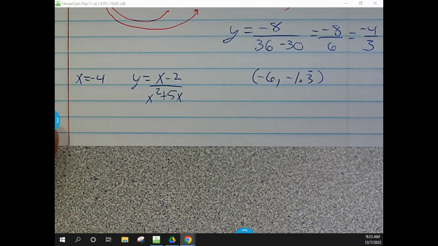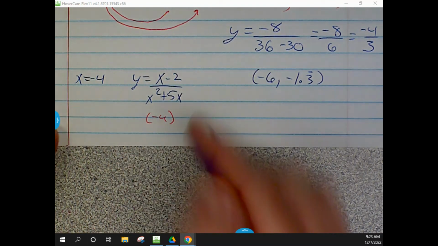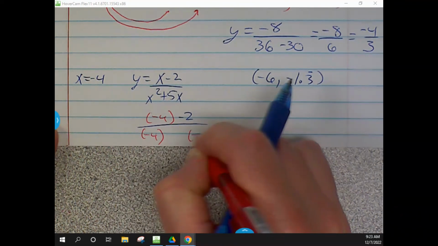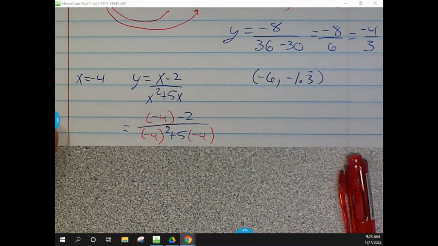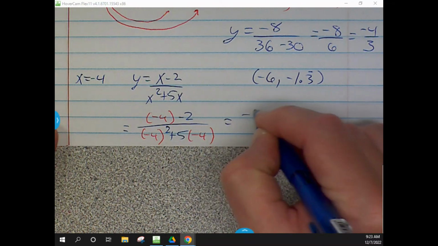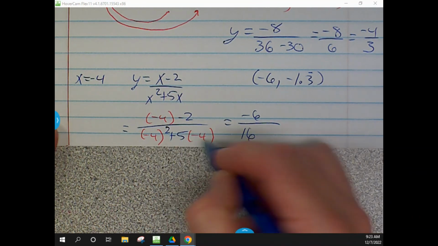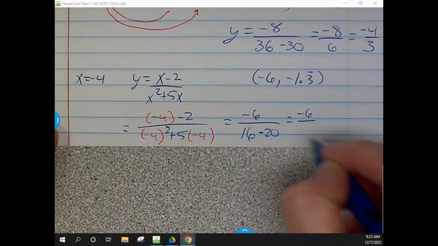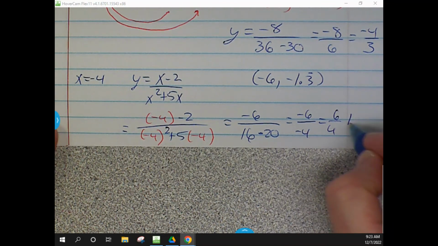All right, so we're going to plug it in and see what happens here. So we've got -4 minus 2 over -4 squared plus 5 times -4. So -4 minus 2 is -6. -4 squared is +16. 5 times -4 is -20. So that's -6 over -4, which means that's 6 over 4, and that's 1.5.